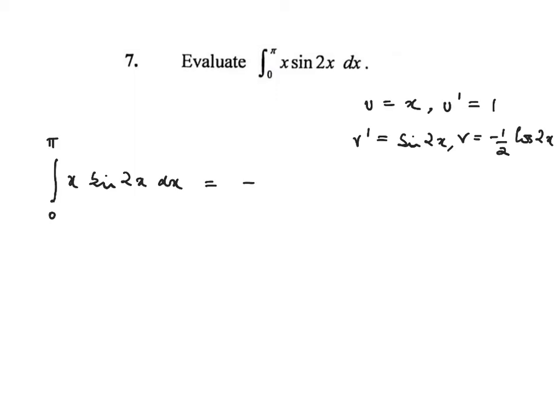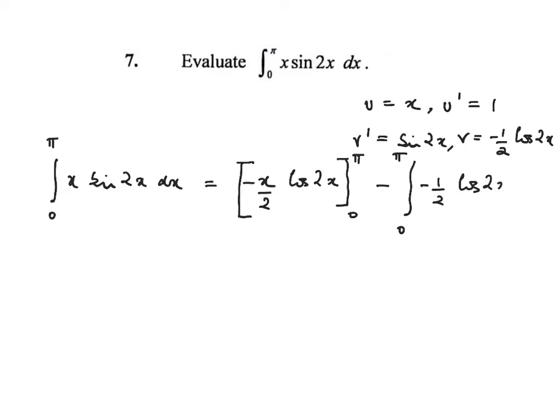So it's minus x over 2 cos 2x evaluated between 0 and pi, minus the integral of v du, and du is 1.